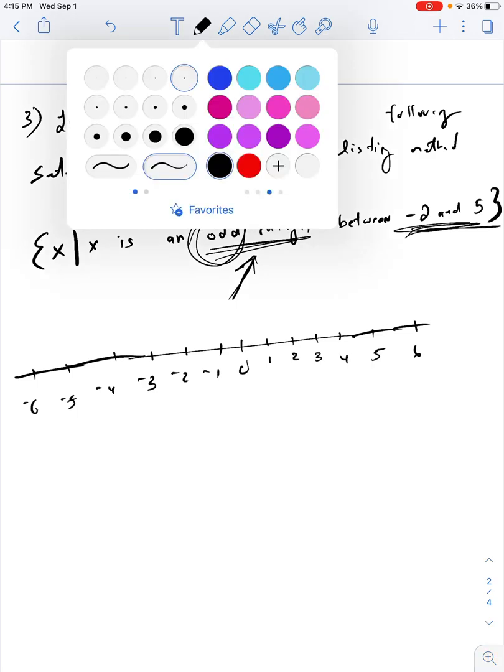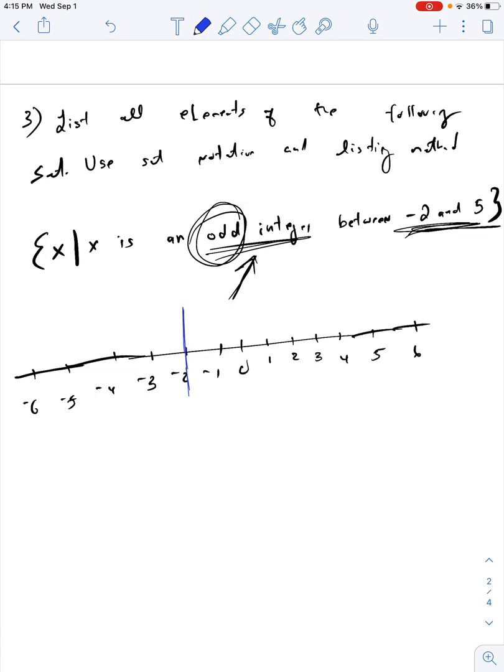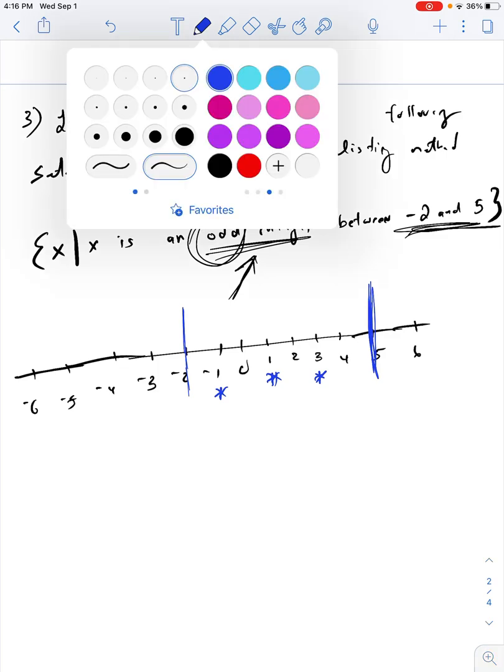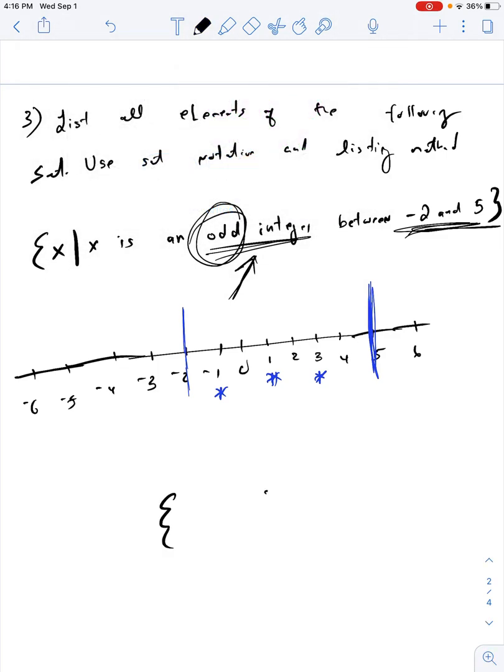So we have our -2, we have our 5. What are the odd ones? Well, this is an odd one, that is an odd one, that is an odd one. So those would be our odd numbers between there. They start you off with the braces because the braces always mean set, and all you've got to do is put those numbers in there: -1, 1, and 3. So a nice example for number 3.